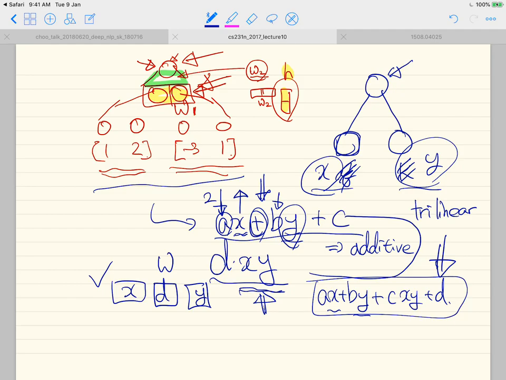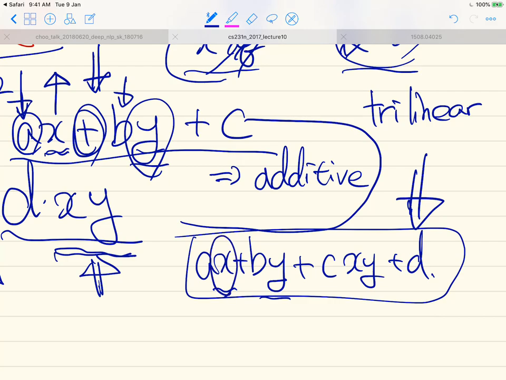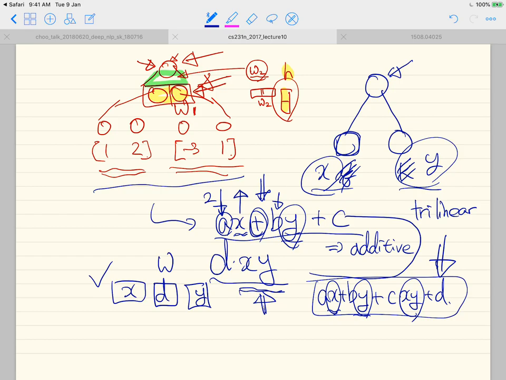The reason we call it trilinear is because we have the first one and the second one, and also additionally the product one. So we consider the three of them, and then construct a linear combination of these three parts, right? So that way it is sometimes called a trilinear attention module.